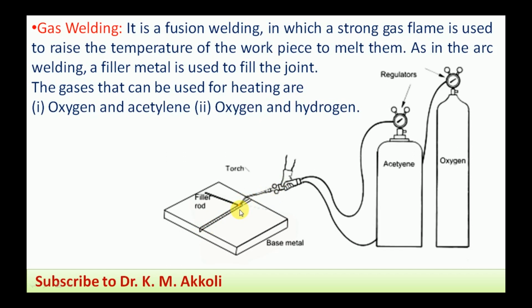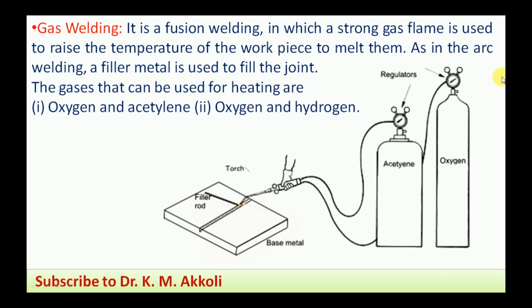In this one, the temperature reaches about 3200 degrees Celsius. As we know, in arc welding it reaches about 5000 to 6000 degrees Celsius, but here it reaches 3200 degrees Celsius, somewhat lower, and a slow process of welding takes place. The filler material is added: the filler rod is held in front of the flame, so that it also melts along with the base metal, and fills the gap between the two metal pieces, thereby forming a joint.